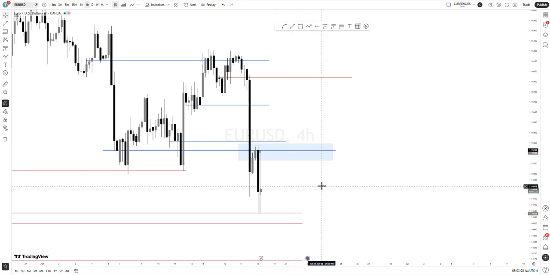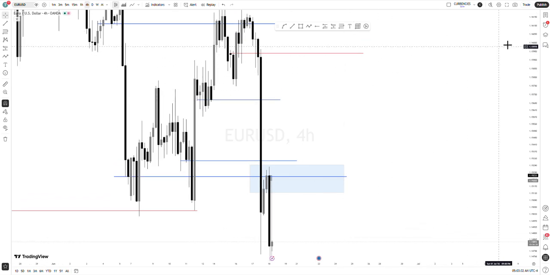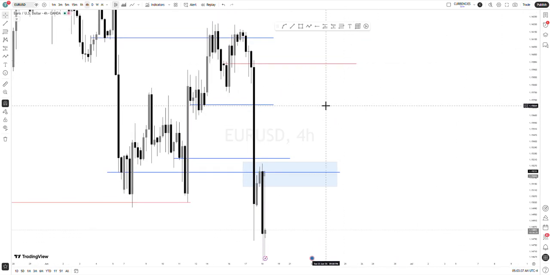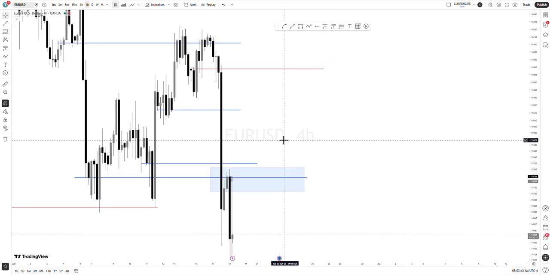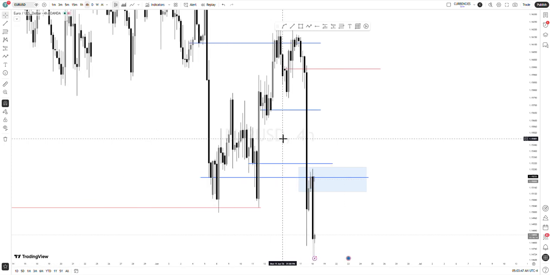we have to pay attention to them in our analysis, especially when you are analyzing the higher time frame. They are strong key levels as well that a trader has to pay attention to and put in his analysis.